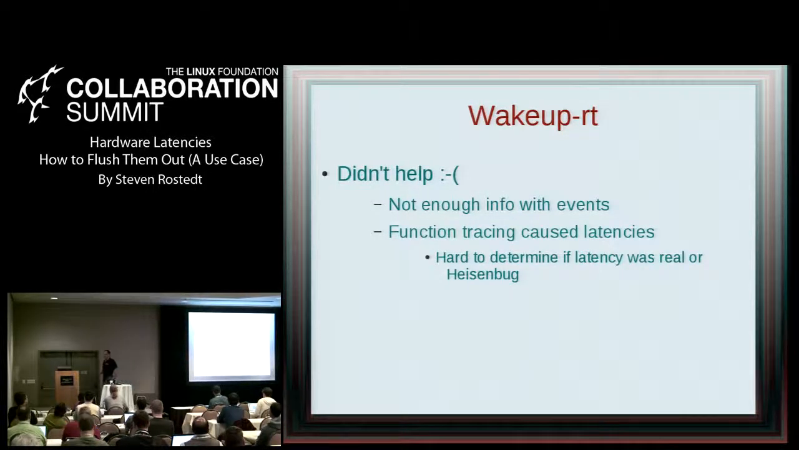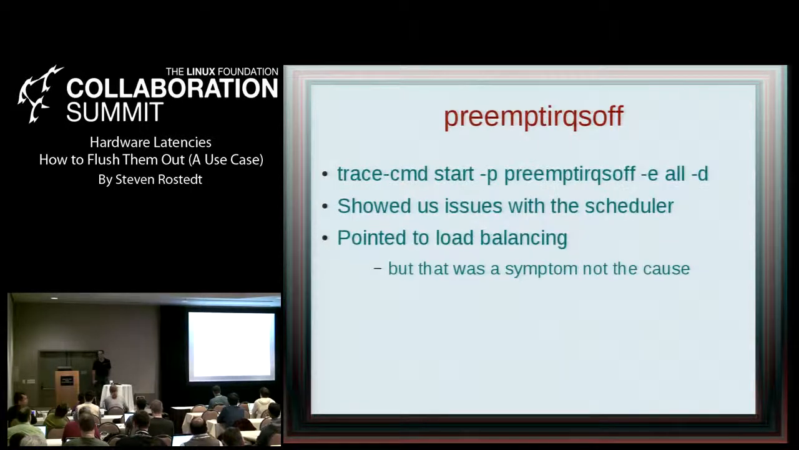But in our case, it didn't help. No, the events really didn't tell us anything in any of our tracing. And function tracing caused the latencies to be way out, and I spent too much time saying, okay, this was overhead of function tracing and not what I was looking for, so I just basically gave up on the wakeup RT for this problem.